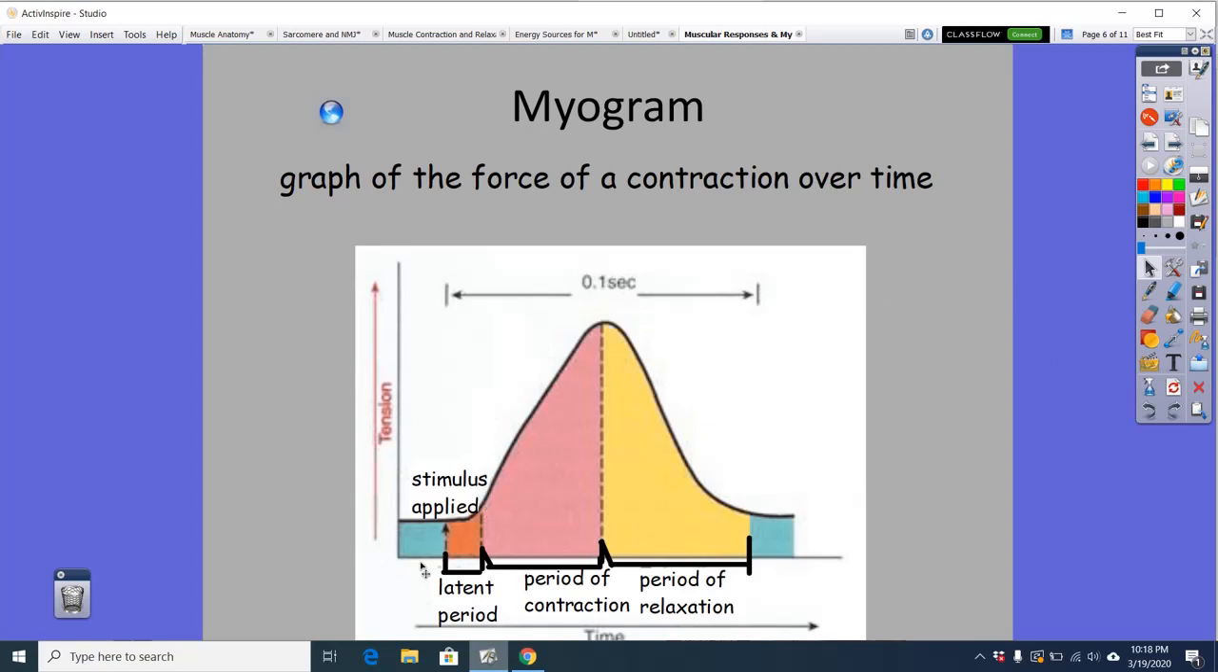So when you look at this graph, we've got tension or force on the y-axis, and you have time on the x-axis. And this is only 0.1 seconds. And in this graphical reading of a muscle, you can see where the stimulus was applied. That's your little arrow right here. There's different periods that we're going to talk about of a myogram, which indicate what happens before contraction, what happens during contraction, what happens during relaxation, and then the process can start over. Okay, so make sure you label these on your graph, and now what I'm going to do is talk about what each one of them is.